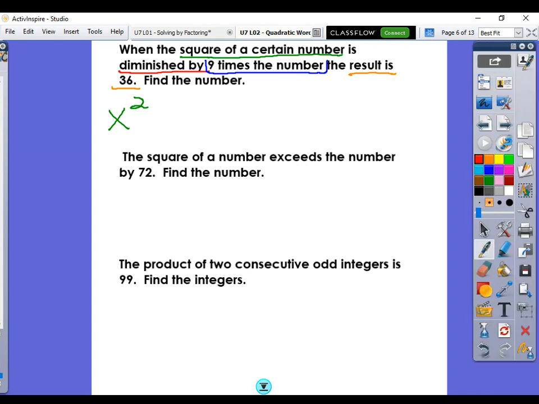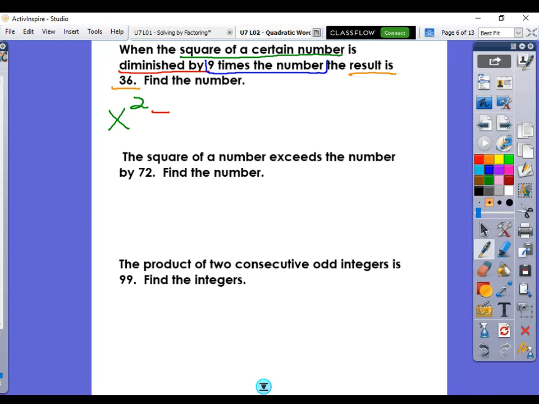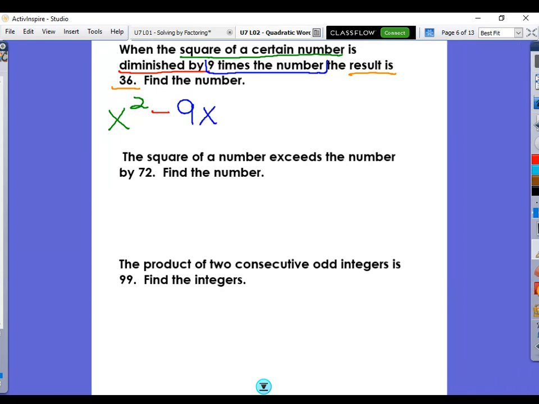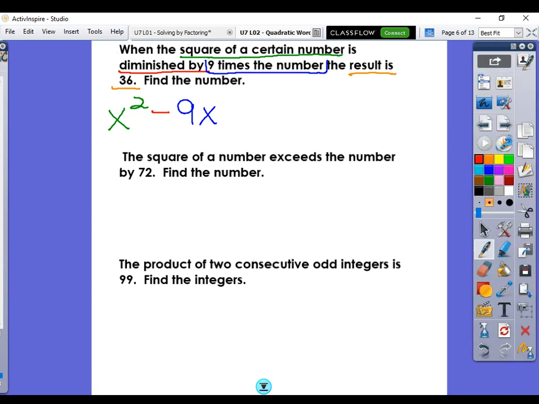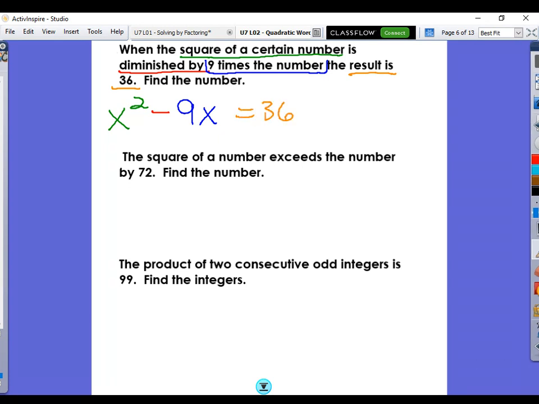And then it says it's diminished by. To diminish means to take away. So we're going to be subtracting. Well, what are we subtracting? We're subtracting 9 times the number. 9 times that same number. That same number is x, right? That same number that before that we took the square of there in green, we're now multiplying times 9. And it says the result is, aka equals 36. So there we go. Step 1 is done.